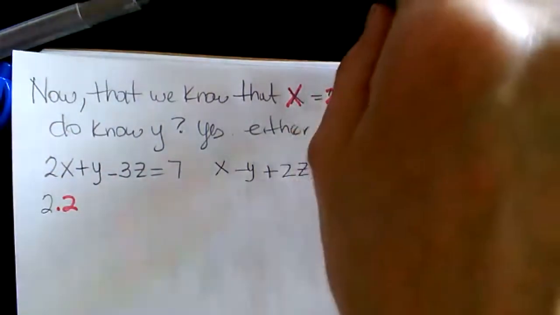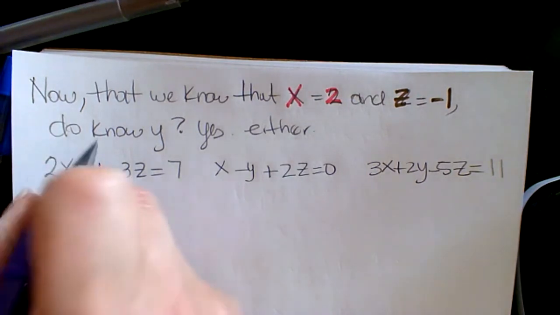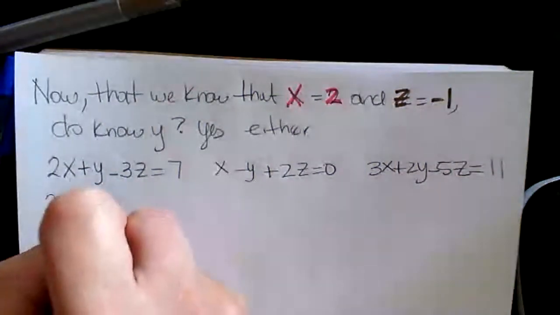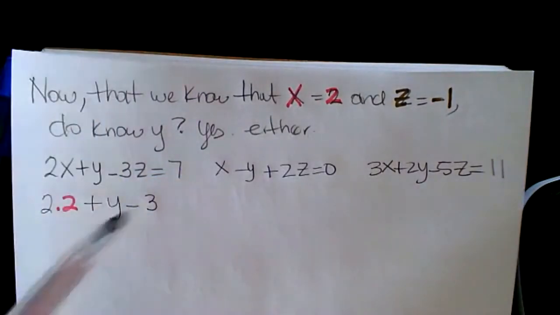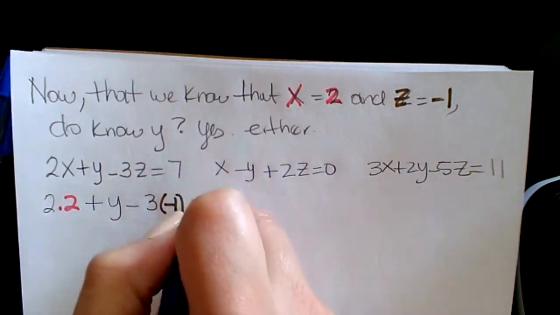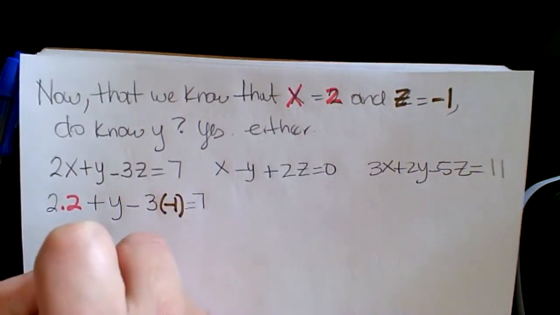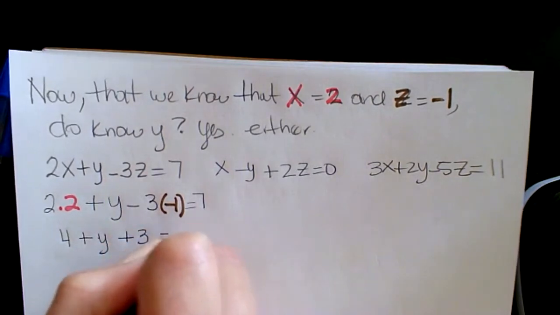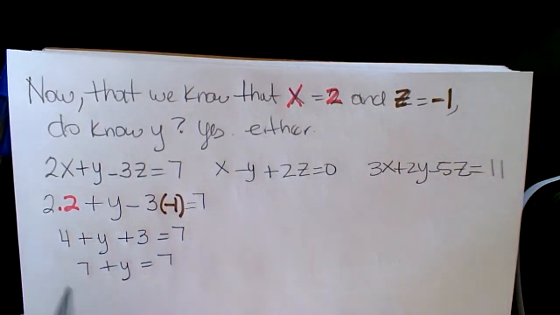So we know that 2 is going to be times 2, all right? Plus y, I don't have y, that's the one that I'm gonna find from here. And z is what? -1. And all of this is equal to 7. So this is 4 plus y plus 3 equals to 7. This is 7 plus y equals to 7. So y is equal to 0.